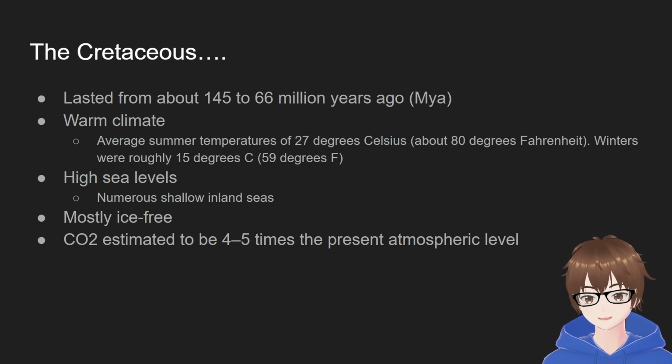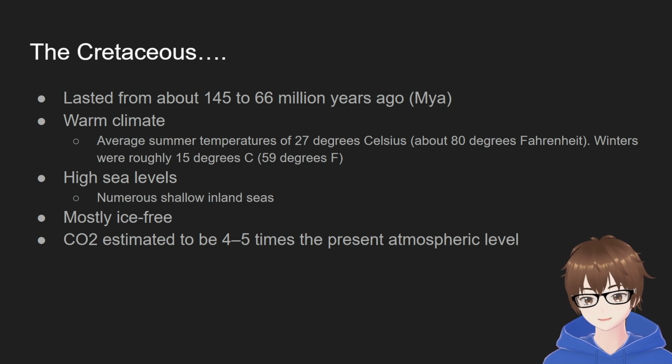So the Cretaceous lasted between 145 to 66 million years ago, and it was a very warm climate. Average temperature was about 26 degrees Celsius, which is about 80 degrees Fahrenheit. Winters were roughly 15 degrees Celsius or 59 degrees Fahrenheit. So, really, on the average, it was not that bad, but of course, there's going to be above average and below average days.